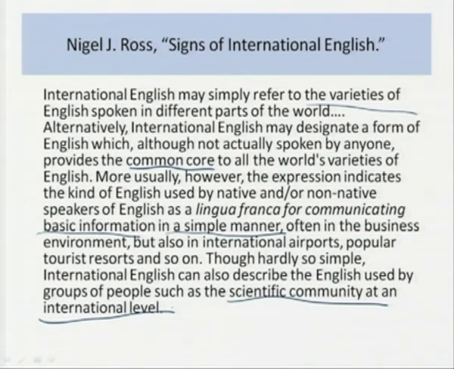So, we find that while Nigel Ross tells us that international English may refer to different varieties of English, he as a scholar prefers to go by the traditionalist model of English, with a basic vocabulary, to convey basic information in a simple manner.